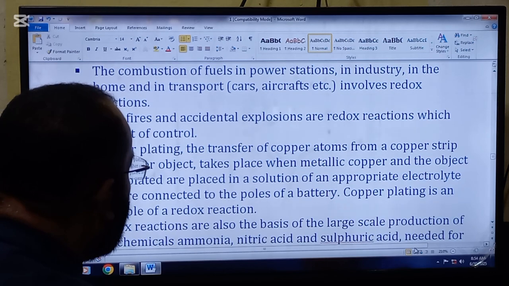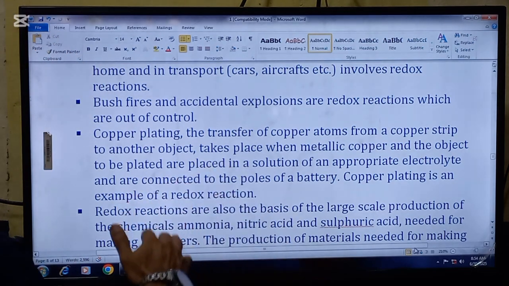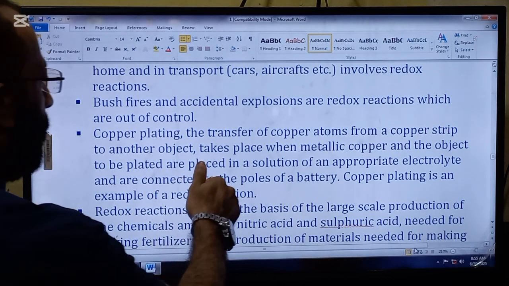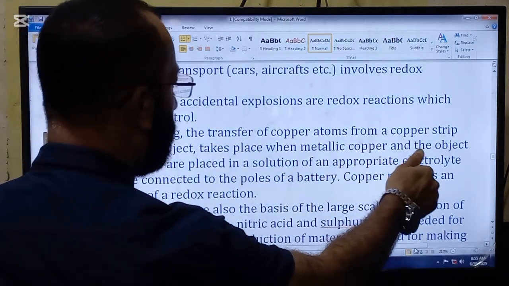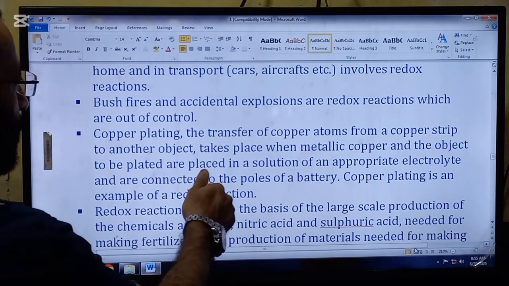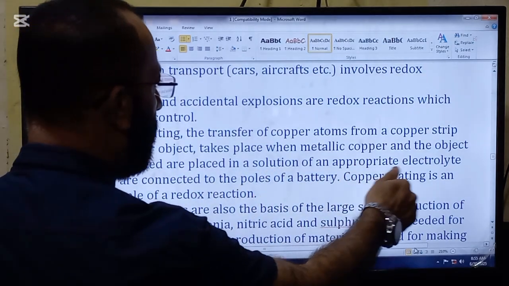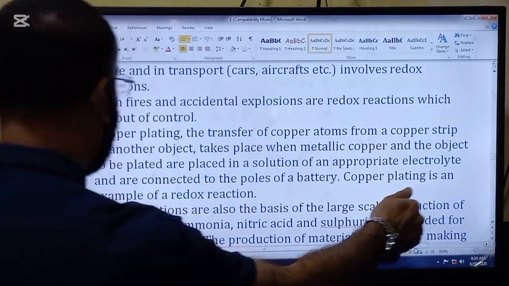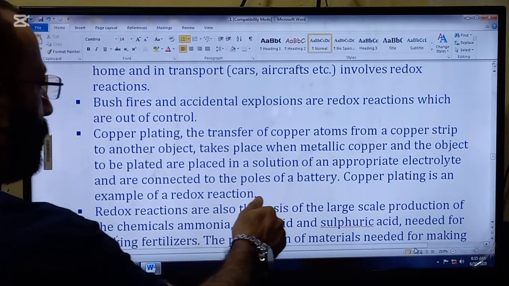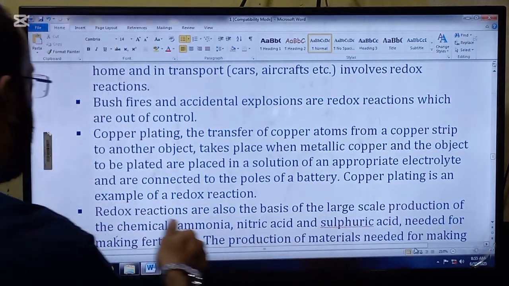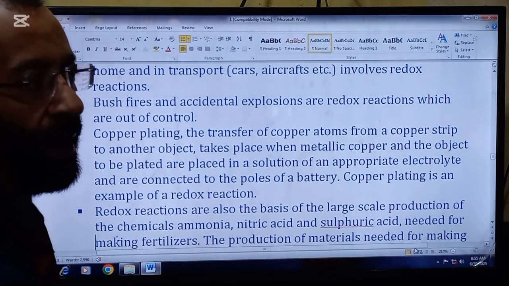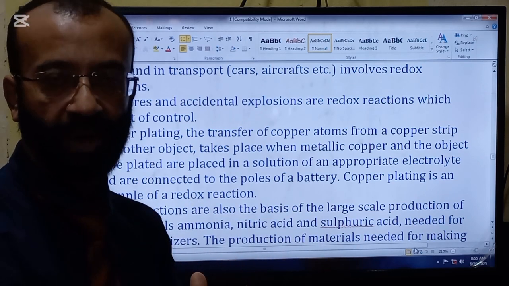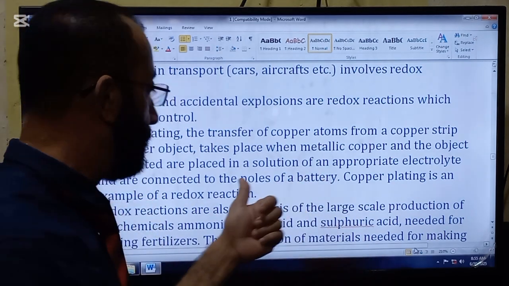Copper plating, which you have learned in another topic, is also an example of the redox reaction. The transfer of the copper atoms from a copper strip to another object takes place when metallic copper and the object to be plated are placed in a solution of an appropriate electrolyte and are connected to the poles of the battery. Copper plating is an example of the redox reaction because oxidizing as well as reducing processes occur at the same time in this reaction.